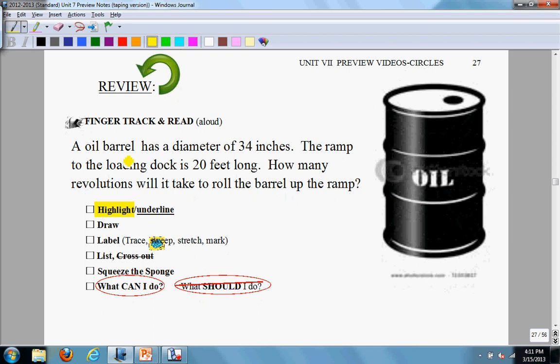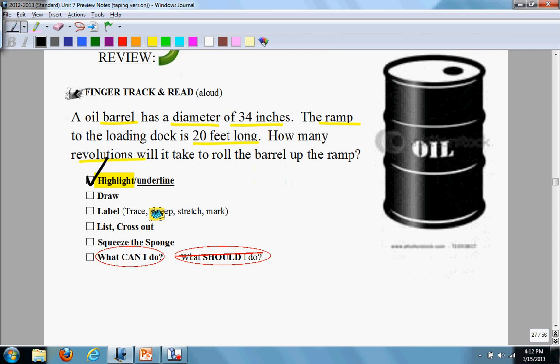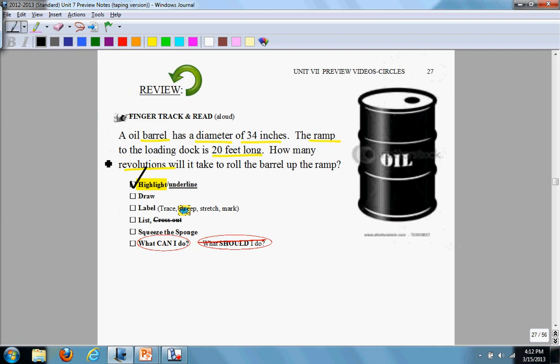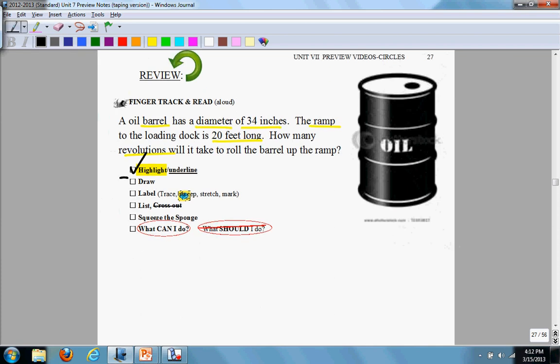Step one, we're going to highlight or underline. We have a barrel, which has a diameter of 34 inches. We have a ramp that's 20 feet long. How many revolutions will it take? So we have highlighted and we have underlined. Step two, we're going to draw, label, list, and cross out all at the same time.